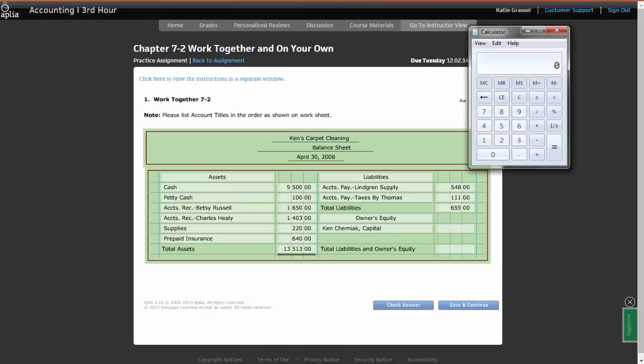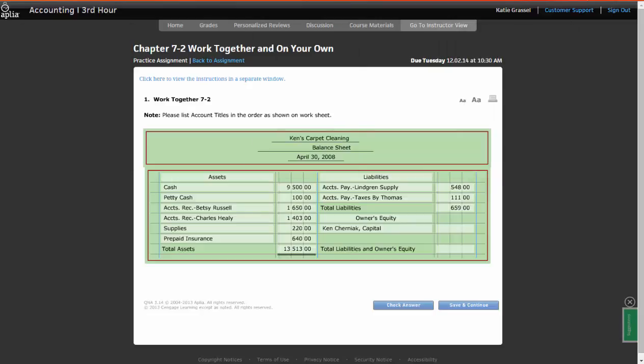Hang on, my computer's being slow, sorry. So again, just to reiterate, I'm going to take my $11,810, which is my capital. I'm going to add my net income, $1,899. Then I'm going to subtract my $855, which again is my drawing. And that number, $12,854, should be your capital. Would you agree? Did we get the same number?